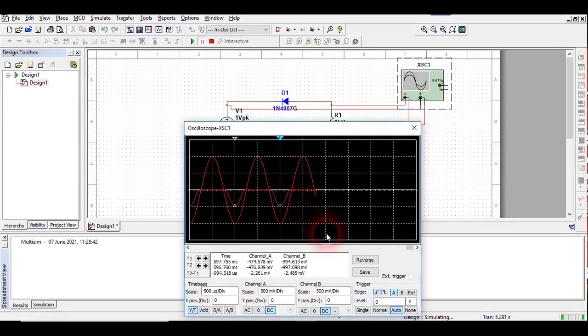Understood. Here you could also see channel A and channel B present. Channel B is showing the output from this input source. Channel B is showing minus 994 millivolt, but channel A is showing 474, which is nearly about half of channel B. So we are seeing that the output is decreasing.